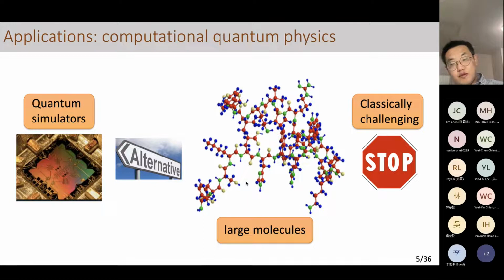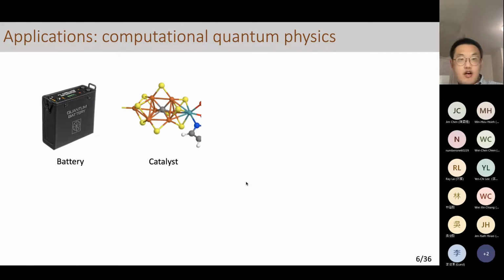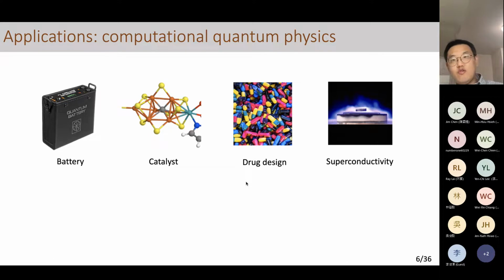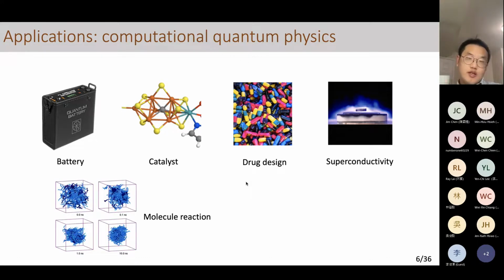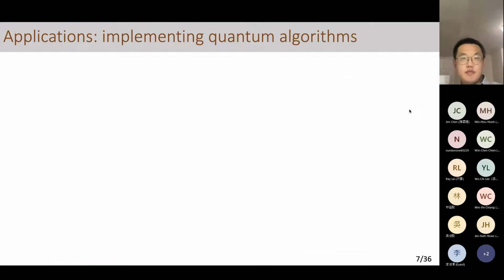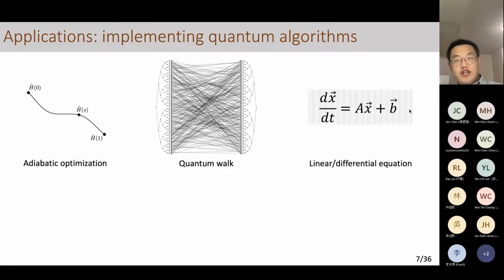And with the help of these quantum computers, maybe we could develop the next generation battery, improve the catalyst, design a new drug, and also discover novel superconducting material. We could also use it to simulate molecule reactions in chemistry and simulate different kinds of physics theory, like the quantum field theory, or some theory in black holes. And besides these applications, we could also use quantum simulation to implement other quantum algorithms, like adiabatic optimization, quantum walk, or linear differential equation.